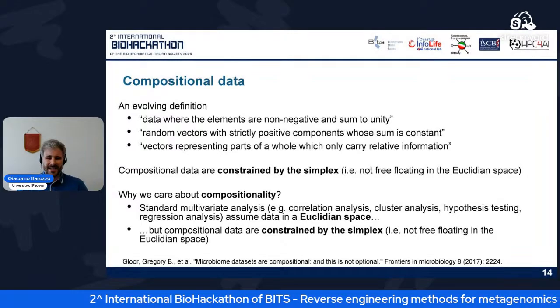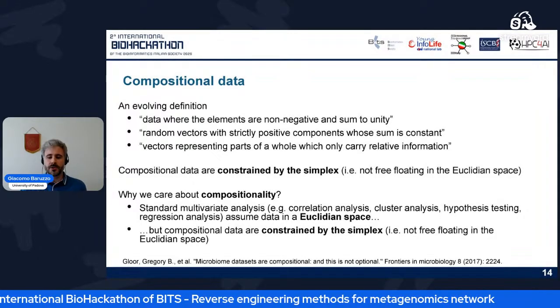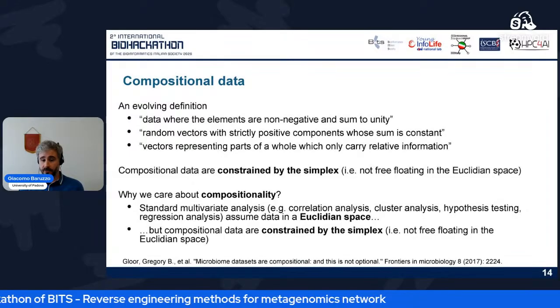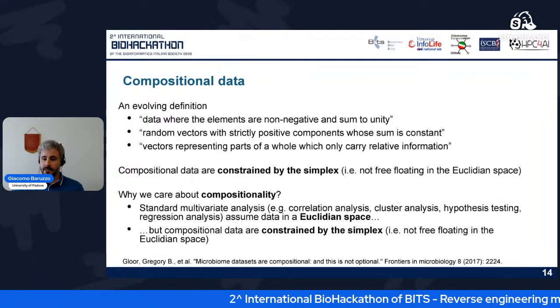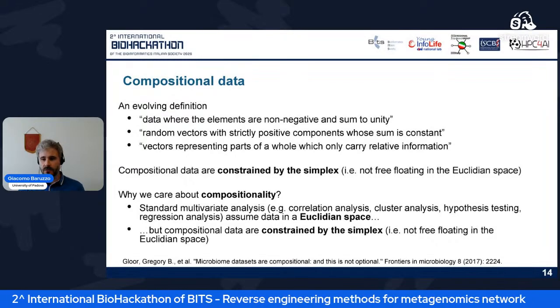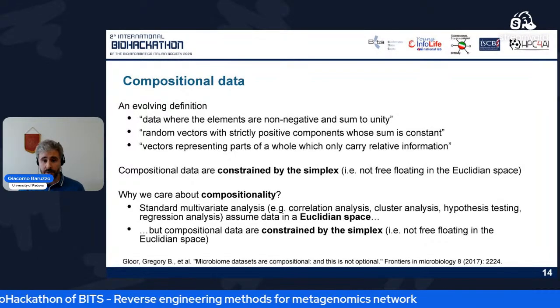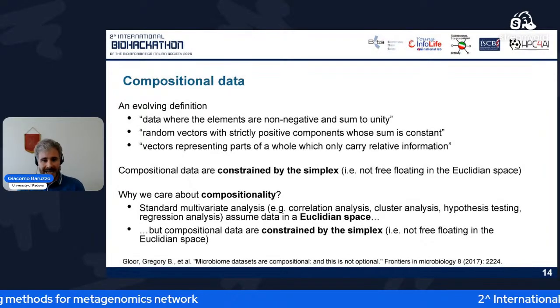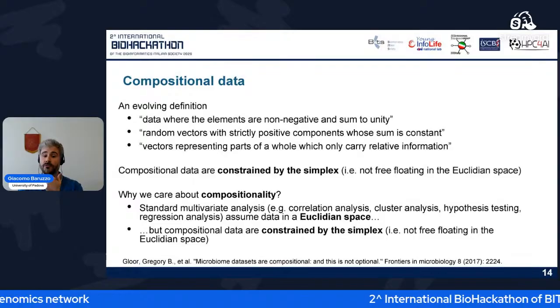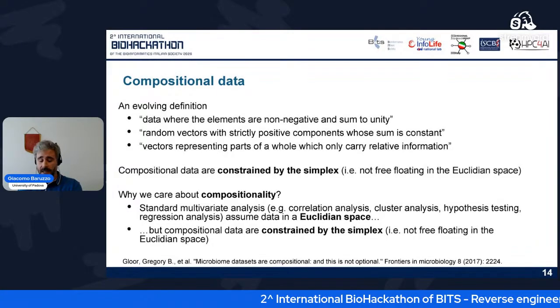So why is this characteristic of data important? Why is the compositionality of data important for data analysis? Well, because most of the statistical or methodological tools that we use when we do multivariate analysis, correlation, clustering, hypothesis testing, regression, assume that the data stay on the Euclidean space, not on the simplex. So this is telling you that you cannot directly use naive versions of these methods. You need to do something more, something that you typically achieve thanks to preprocessing or downstream analysis.